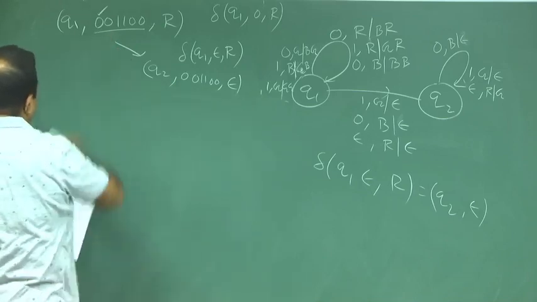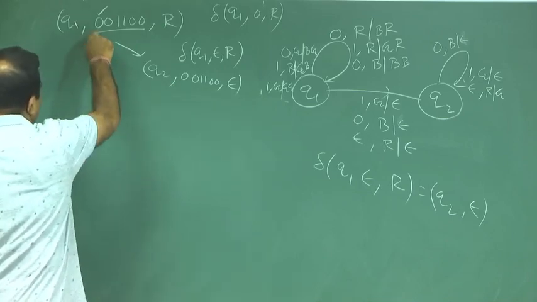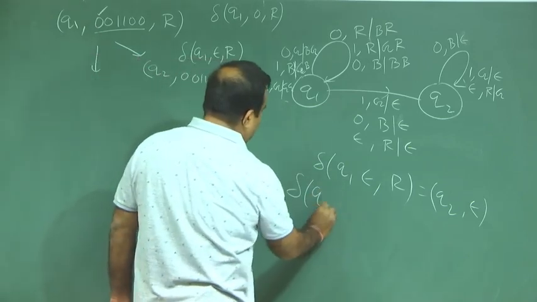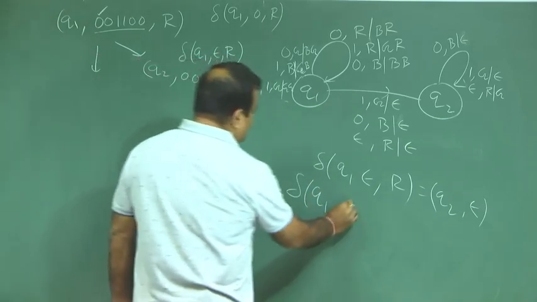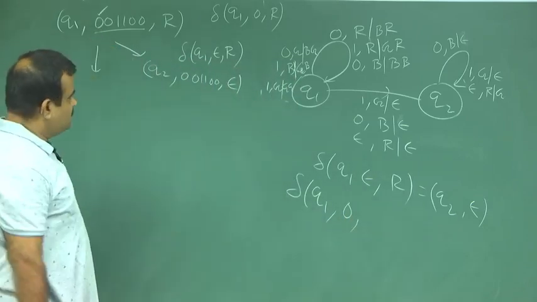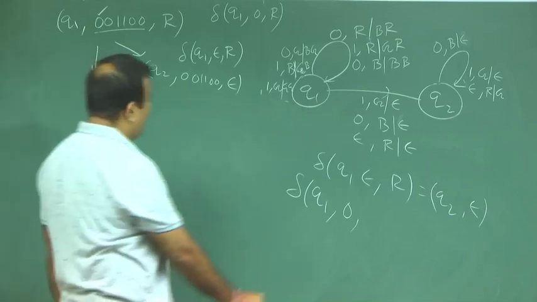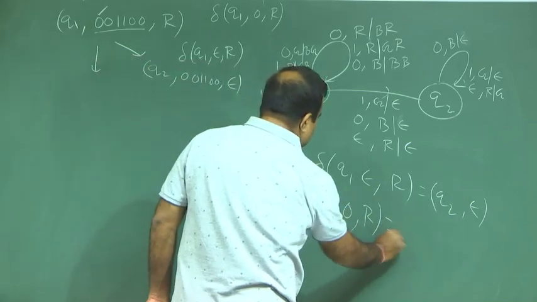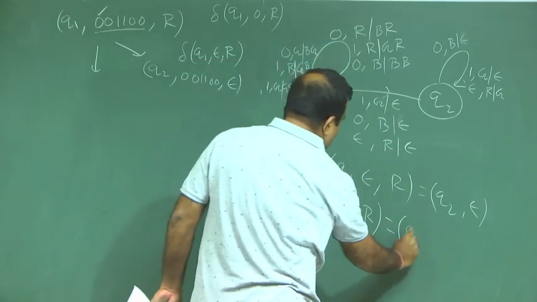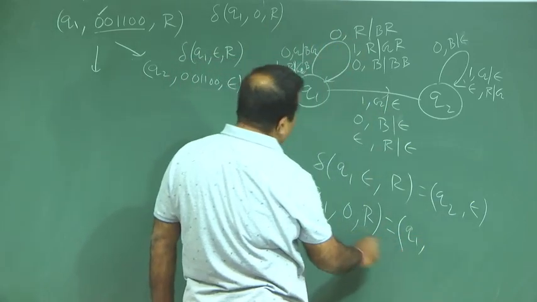Now, we have to proceed this way. We can read this symbol. We have to take the delta of Q1. This time we are not taking epsilon, we are taking a valid input symbol, which is 0 and R. So, Q1 0 R is nothing but Q1, and R is replaced by B R.